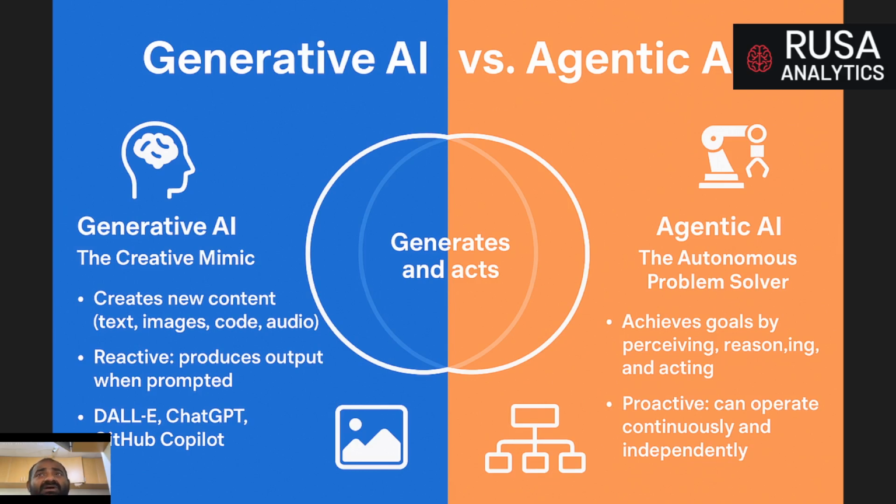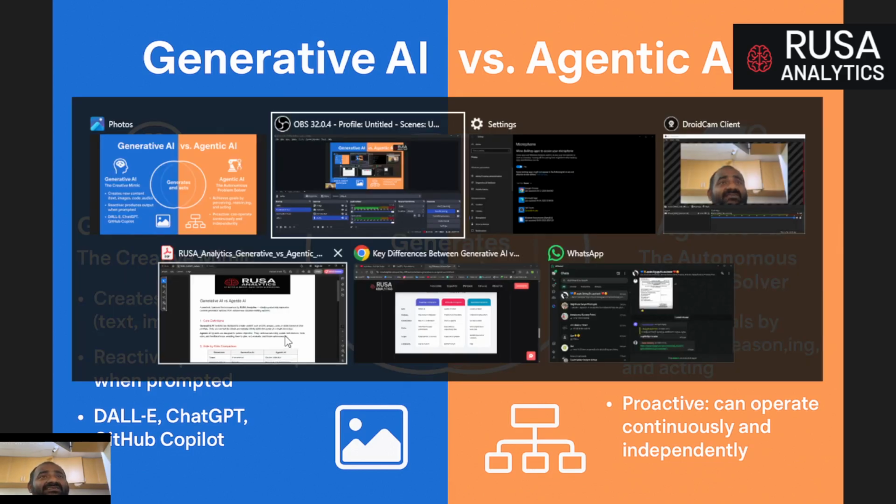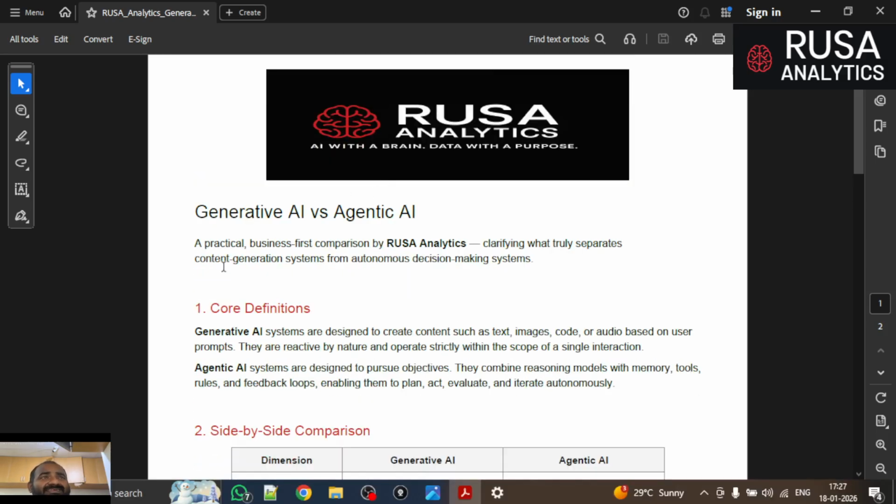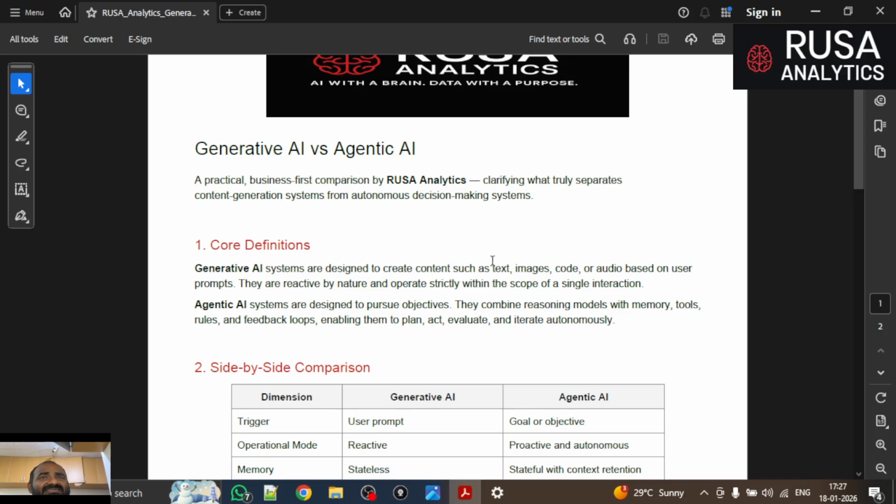Whereas when you check out agentic AI, it's like a problem solver. It achieves goals by perceiving, reasoning, and acting, and it's very proactive. It can operate continuously and independently. So that is one of the main differences between generative AI and this. And this is a small white paper that we have created, which gives you a simplistic answer of what a generative AI does and what an agentic AI does.